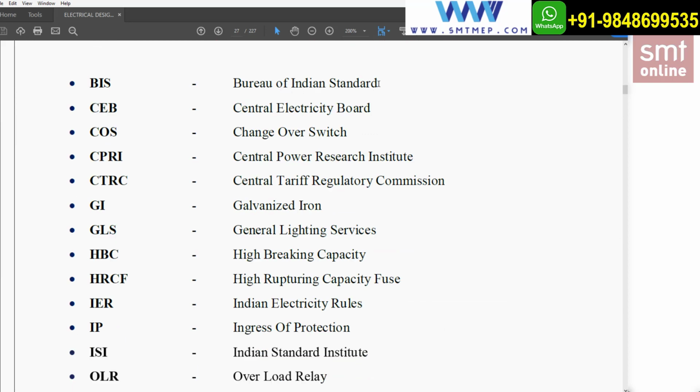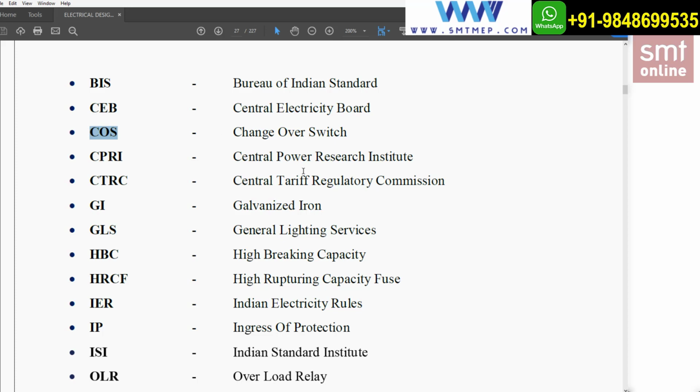Next, BIS, Bureau of Indian Standards. This is a type of standard which is generally followed in India, especially at the high tension side. Again, we have CEB, Central Electricity Board. This Central Electricity Board works at the national level. Central Electricity Board.